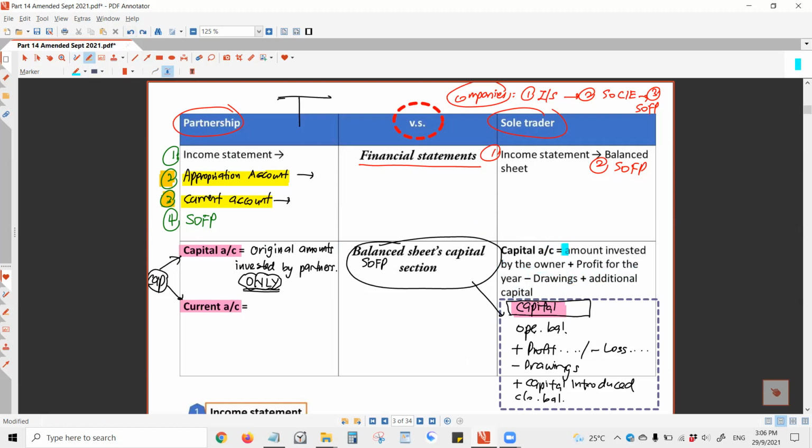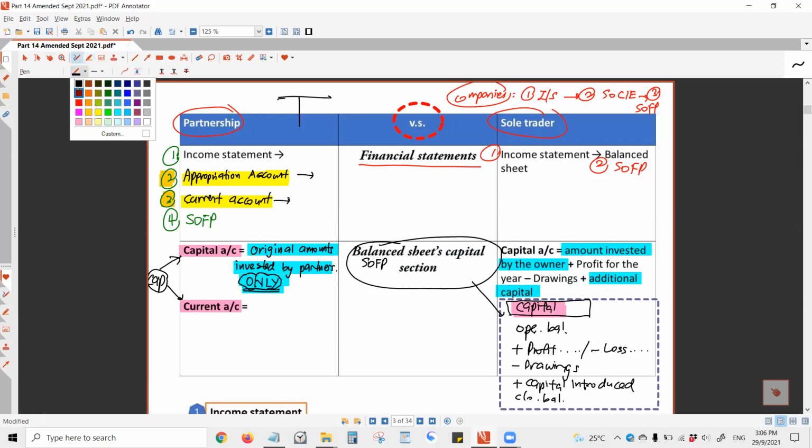The ones in light blue are the amount invested by the owner. Additional capital is also an amount invested by the owner. All these are in the capital account of a partnership only. On the other hand, the current account, you could have residual profit or loss. Later we will find out how we find the residual profit or loss. For now, you write.